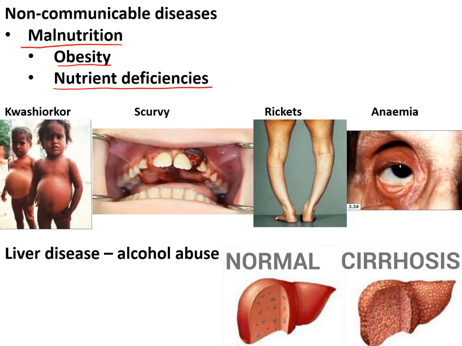So this picture here shows kwashiorkor. Kwashiorkor is caused by too little protein. It causes stunted growth, swollen bellies, low energy, etc. It's often seen in starving children.